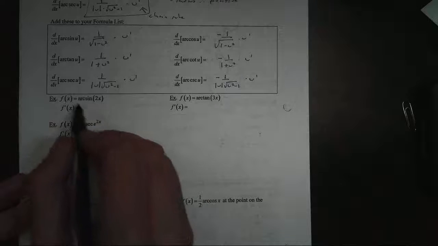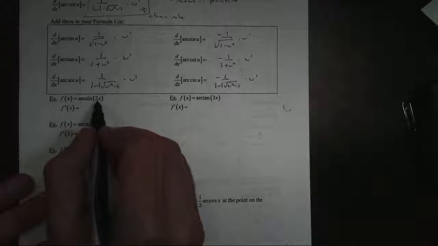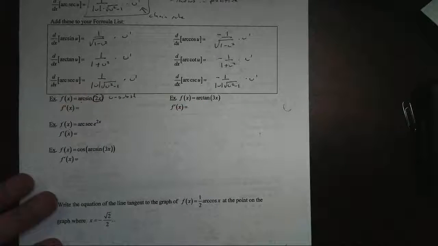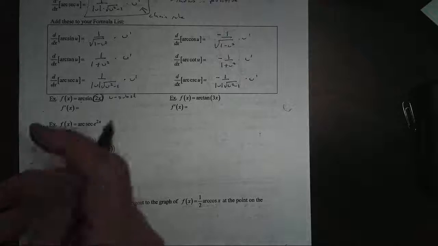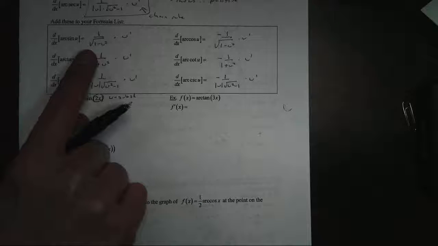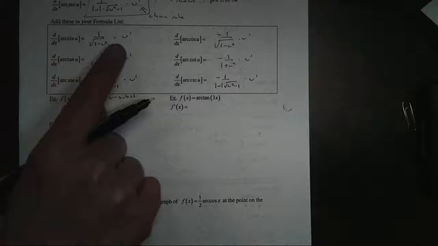So the first one's pretty easy. I want to find the derivative of arc sine of 2x. Well, again, remember what I told you. You're not going to forget to use substitution. I promise that. Now, the rule for the derivative of arc sine is very simple. It's 1 over the square root of 1 minus u squared times the u prime.